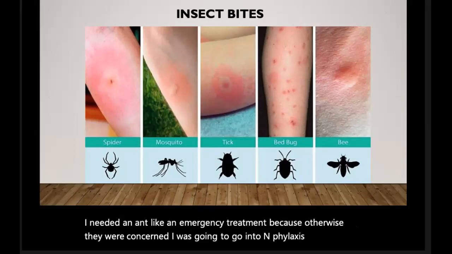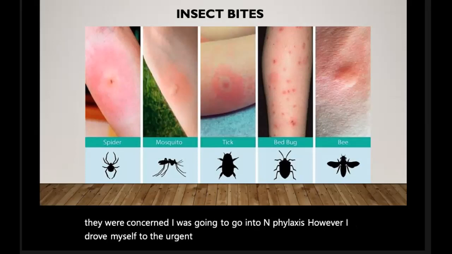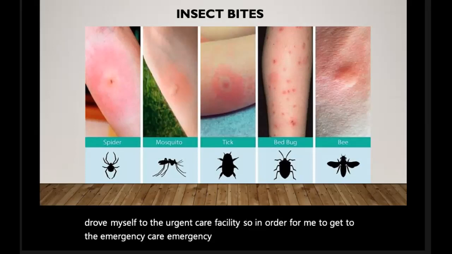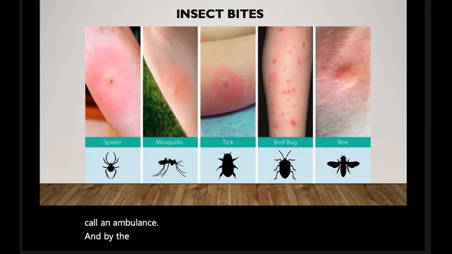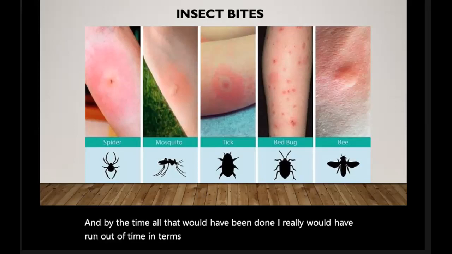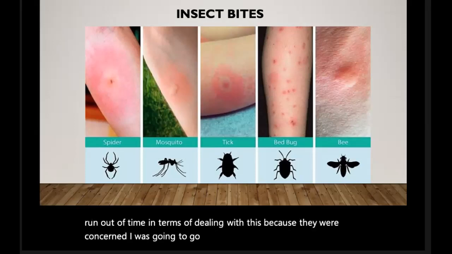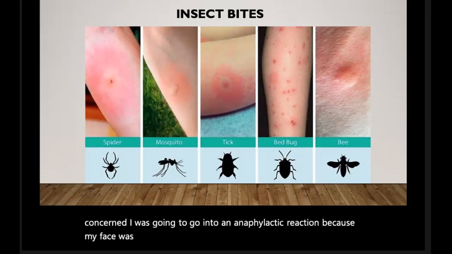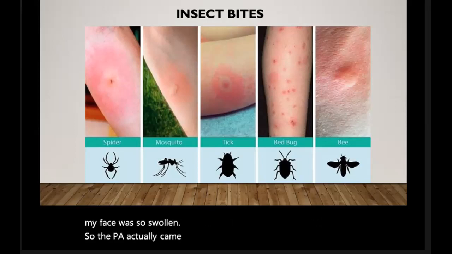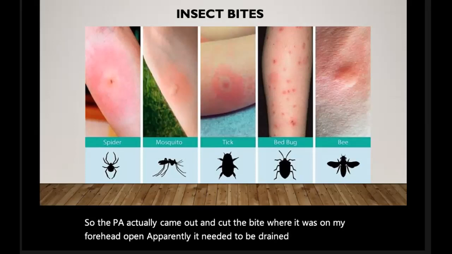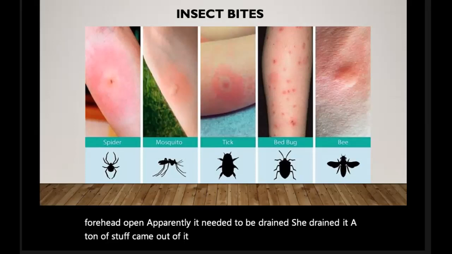However, I drove myself to the urgent care facility, so for me to get to the emergency department, they would have had to call an ambulance, and by the time all that was done, I would have run out of time. They were concerned I was going to go into an anaphylactic reaction because my face was so swollen. So the PA actually cut the bite on my forehead open. Apparently it needed to be drained. She drained it, and a ton of stuff came out of it. It all happened in a matter of hours.